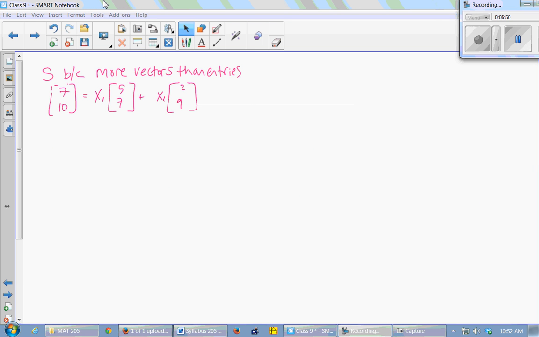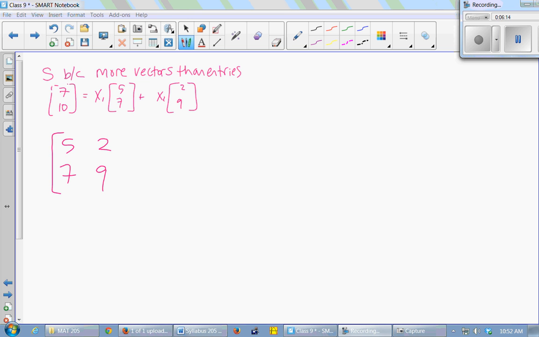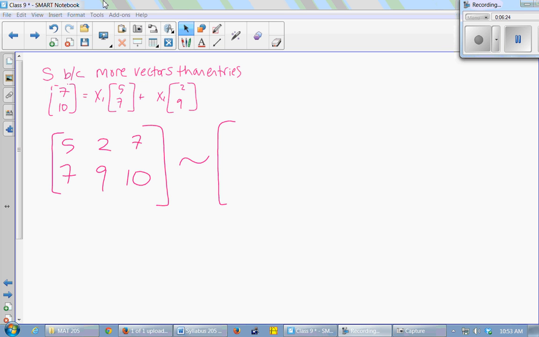Okay, so we were able to immediately identify this as dependent because of the theorem, more vectors than entries. But the theorem is based on the definition. And the definition says that if I can write any vector as a linear combination of the other two, it's dependent. So if I want to solve this thing, I make an augmented matrix, 5, 7, 2, 9, 7, 10. Row reduce it. And I'm going to show you how to have your calculator row reduce something now.